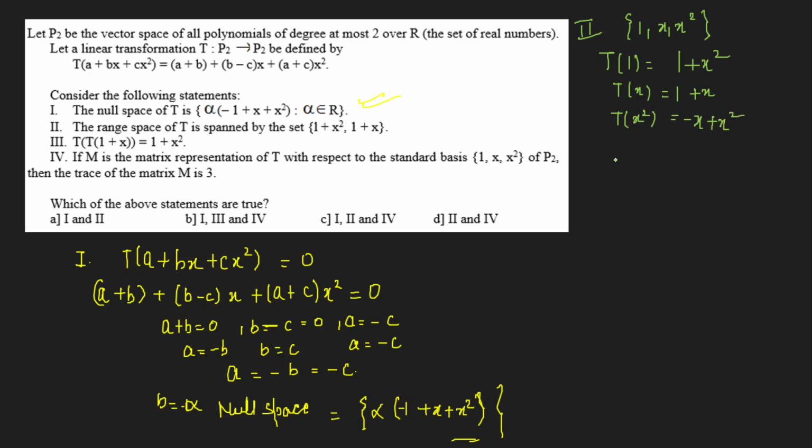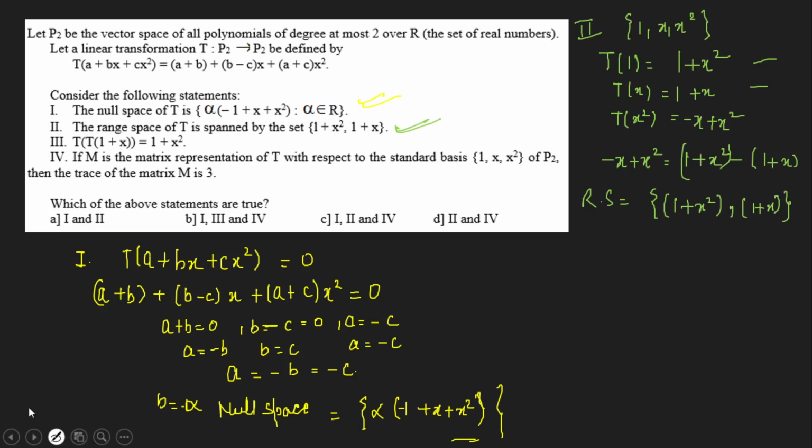If I look at these values, I can write −x + x² as a linear combination of 1 + x² and 1 + x, that is, (1 + x²) − (1 + x). That means I can write T(x²) = T(1) − T(x), right? The range space is spanned by the linearly independent elements, so it will have these two elements, because the third one is dependent on the first two. So I get 1 + x², 1 + x. That means statement 2 is also correct. Now let's see statement three.